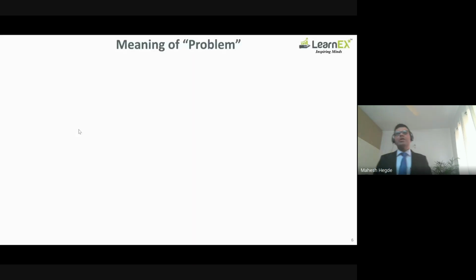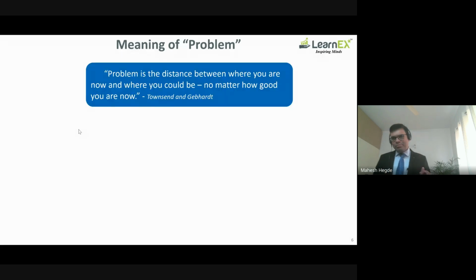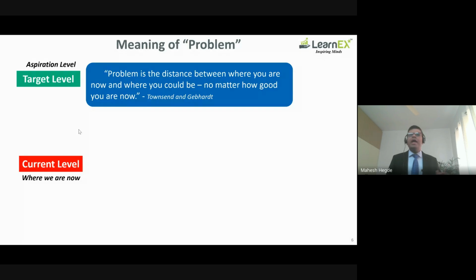Let me get into the improvement related topics now. First of all, when we talk about statistical tools for problem solving or improvement projects, it's important to understand what we mean by problem. A problem is a gap between where we are now and where we could be or where we should be, no matter how good we are now.